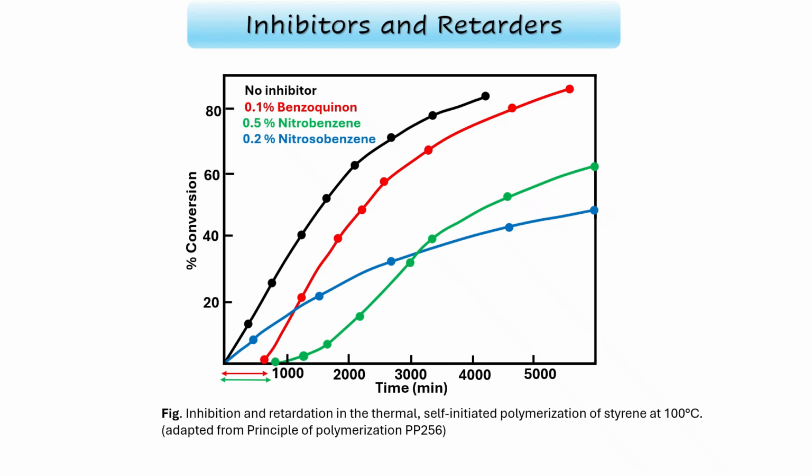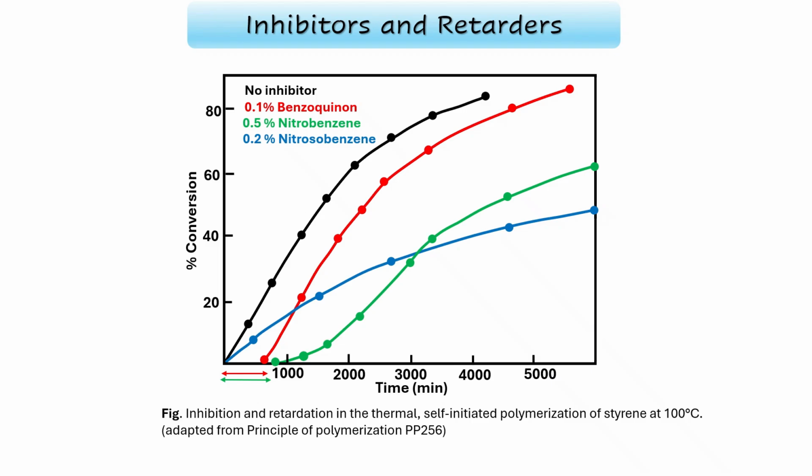The blue curve, where 0.5% nitrobenzene, which is a retarder, is used, shows polymerization beginning immediately but progressing at a constant low rate. The green curve, where nitrosobenzene is used, first inhibits polymerization, then converts to nitrobenzene, which acts as a retarder once the inhibition period ends.